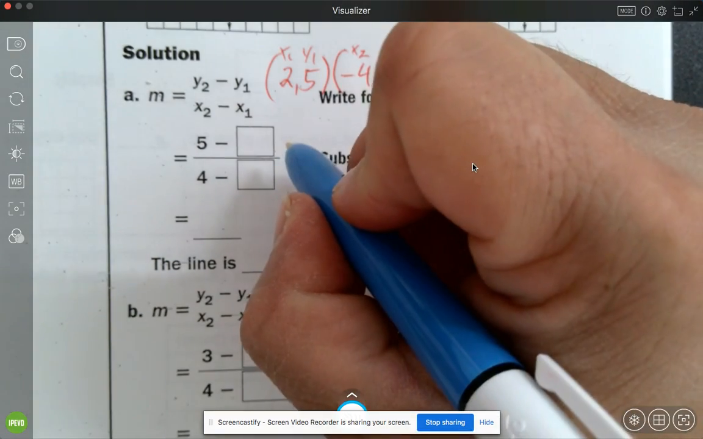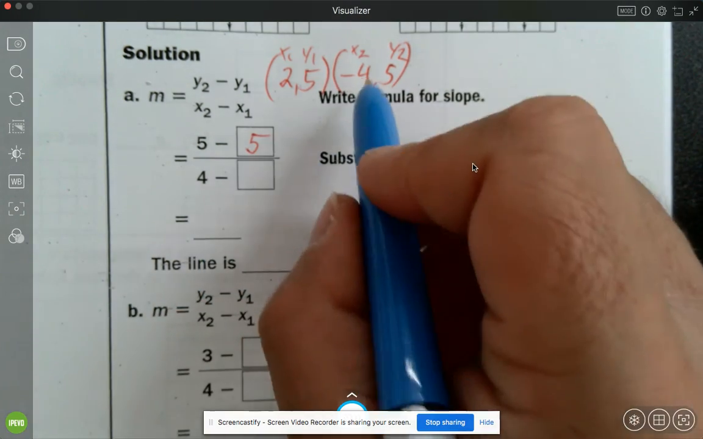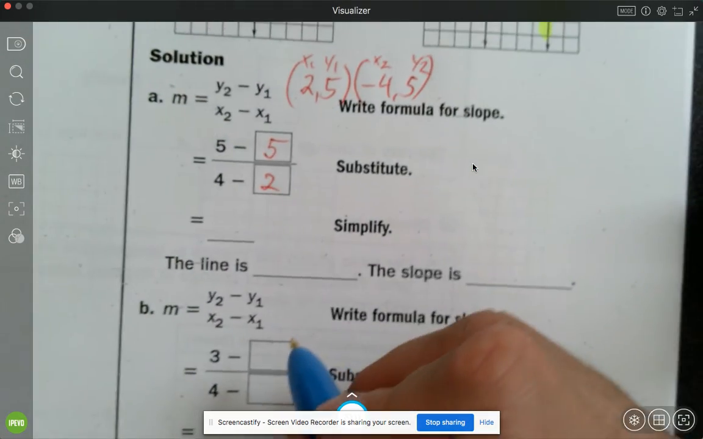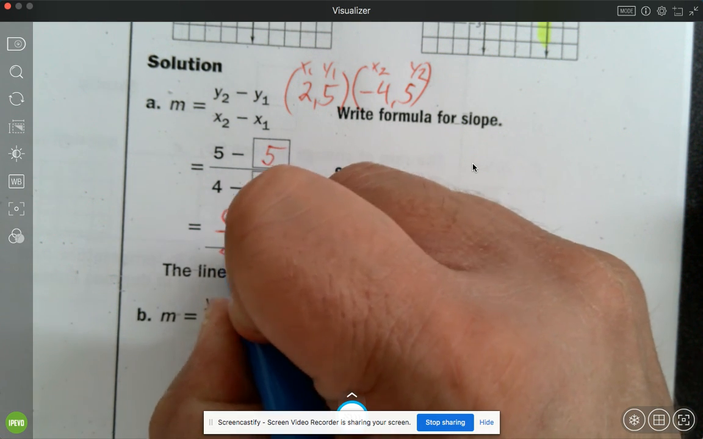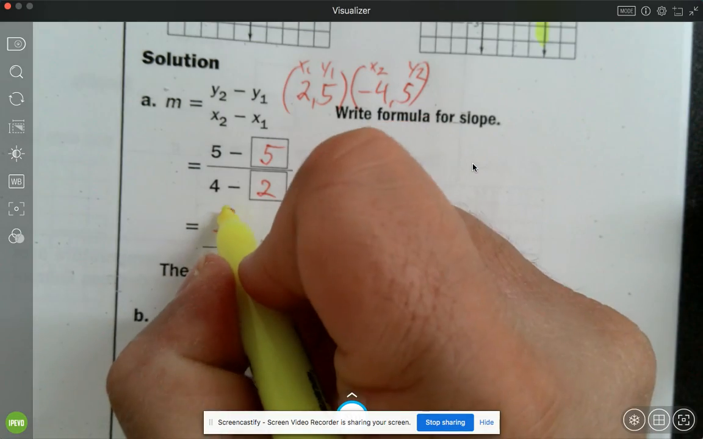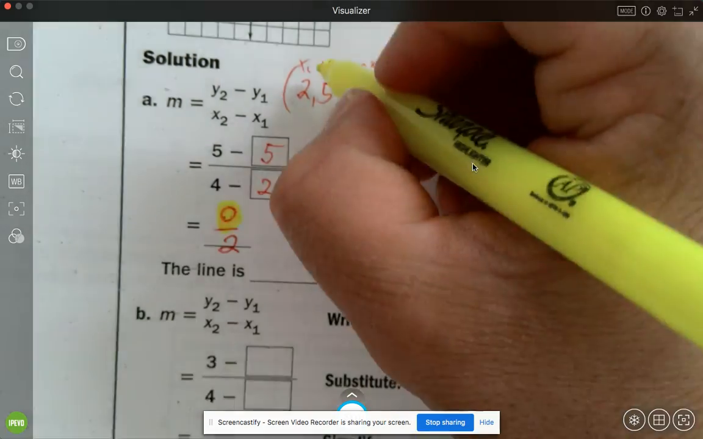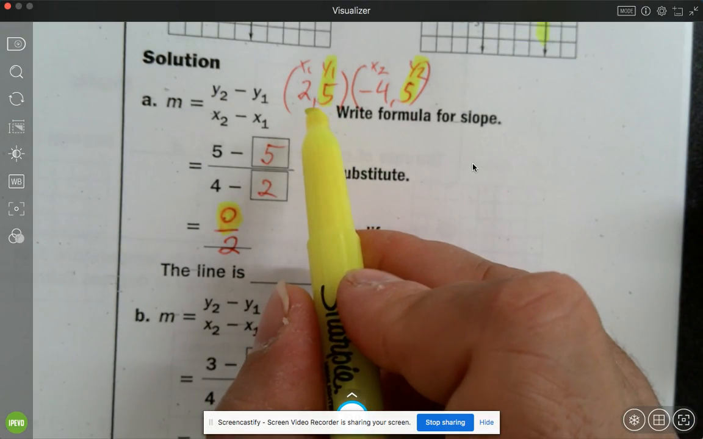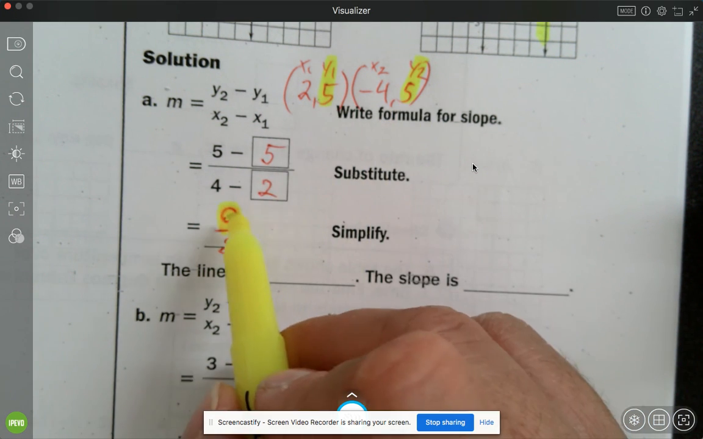Subtract my y is going to be 5 minus 5. Subtract my x's is going to be -4 minus 2. So then when I simplify, I'm left with 0 over 2. So would you look at that? Interesting things to notice, okay? So things I noticed, the 0's at the top. The y coordinates are the same. So that makes sense. There's no change in your up and down. 5 minus 5 is just 0, okay?